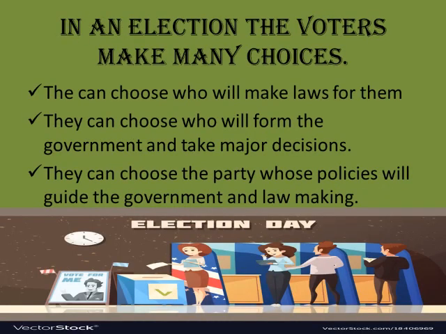We know the definition of election. We have learned election is a mechanism through which the people can choose their representatives. In an election, the voters make many choices. They can choose who will make laws for them. They can choose who will form the government and take major decisions. They can choose the party whose policies will guide the government and lawmaking.